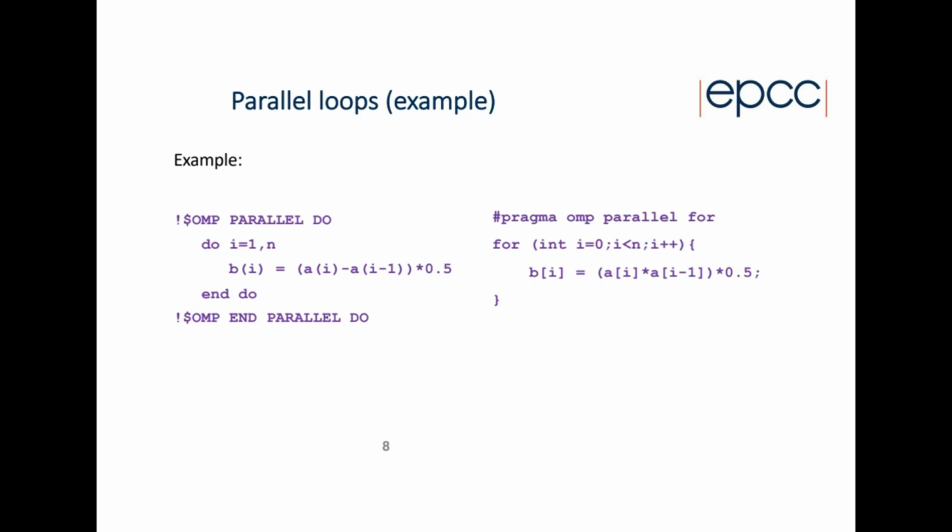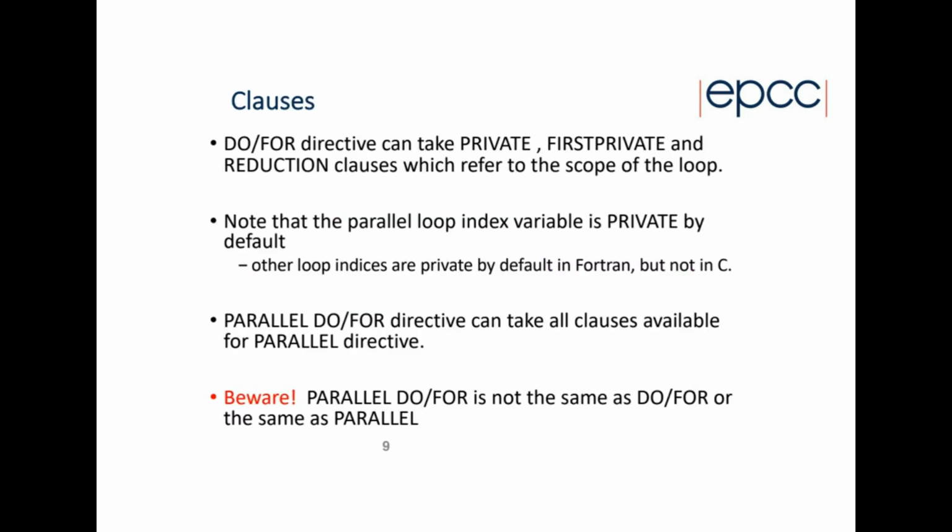So that's nice, but that's also potentially a little bit confusing as well. So some more things about it. You can have the work sharing directive with private, firstprivate, and reduction clauses on it, which refer just to the scope of the loop. Private and firstprivate are fairly unusual.